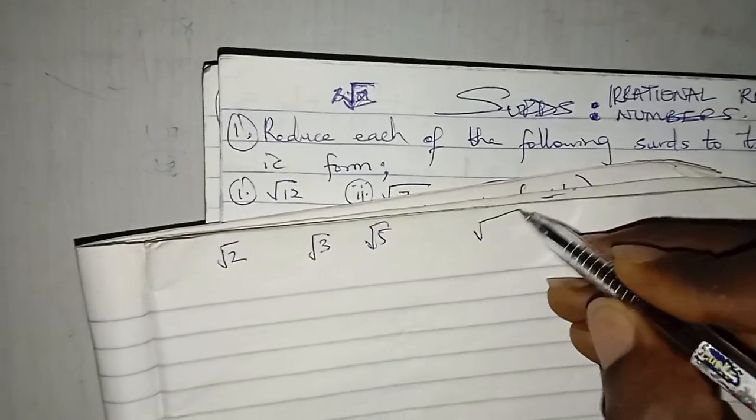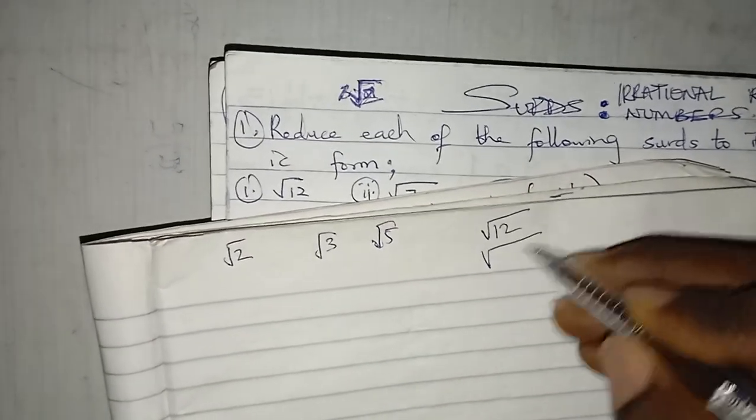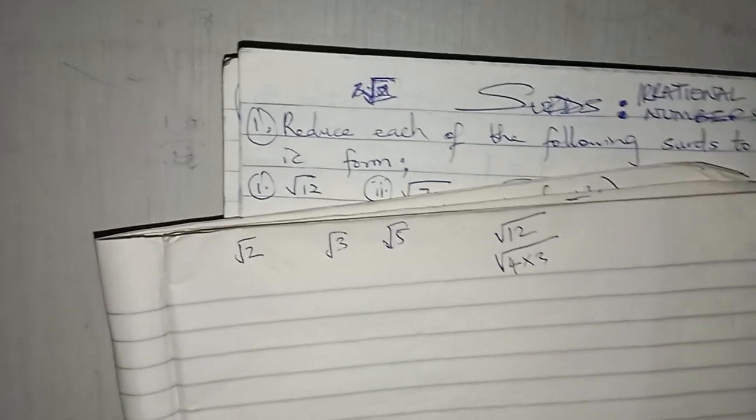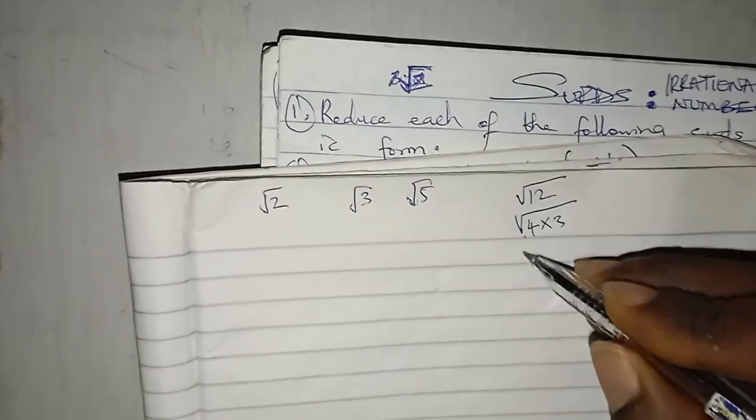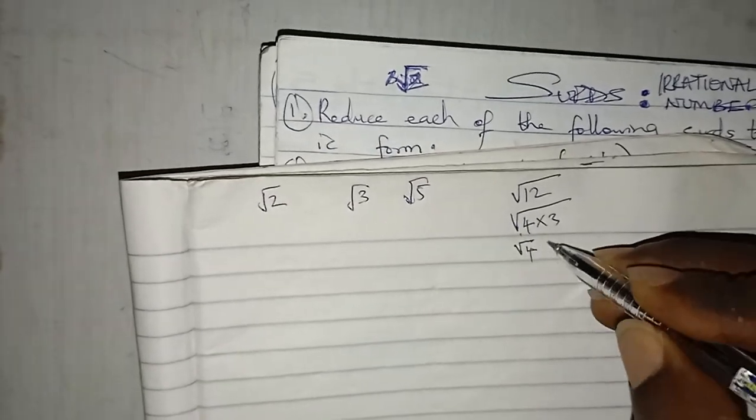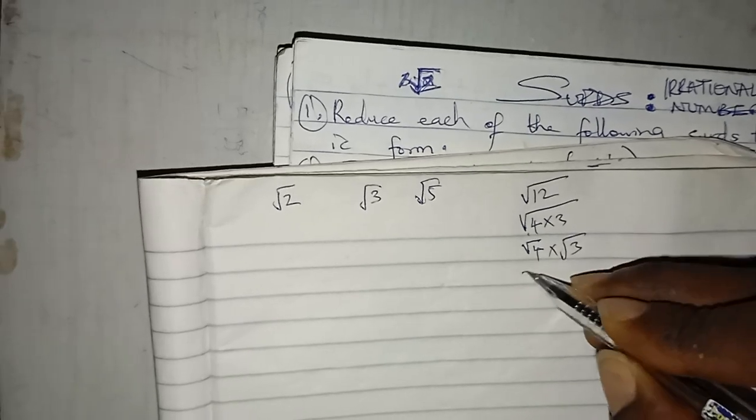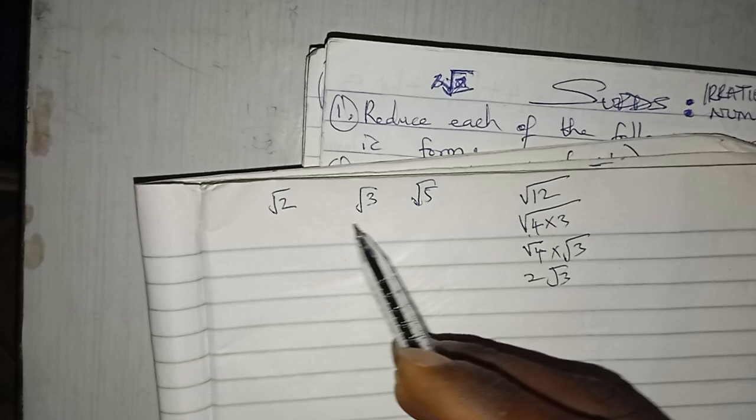But when I have something like root 12, you can see that inside this I have 4 times 3, and this 4 is a perfect square, so this gives me 2 root 3. So a surd in its basic form is one in this form.